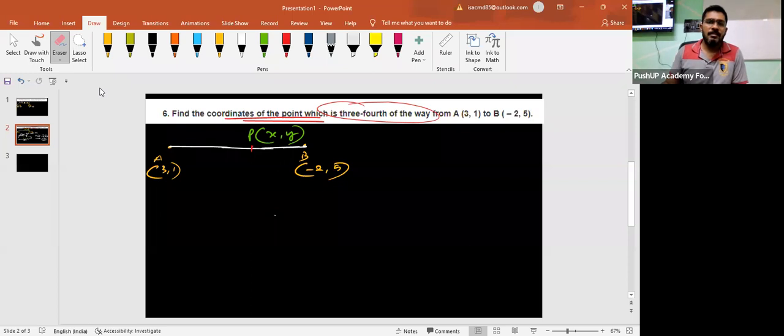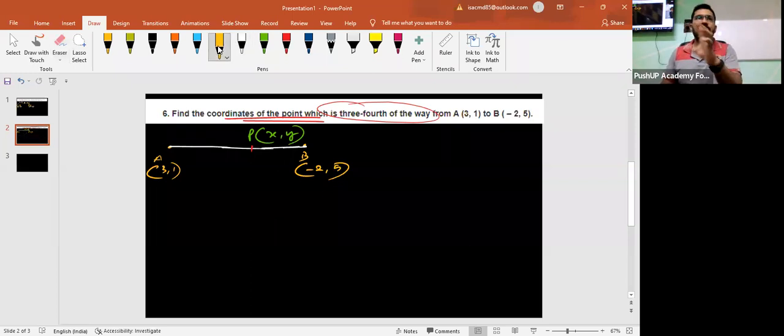So here, P is at which position now? At 3/4 of the total distance. So can't we say M1 would have been 3 units, because A to P is already covered? How many units out of the total 4 units have been covered? 3 units. So you can take M1 is equal to 3.